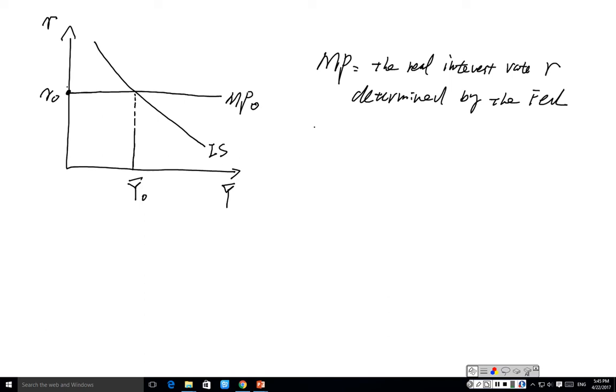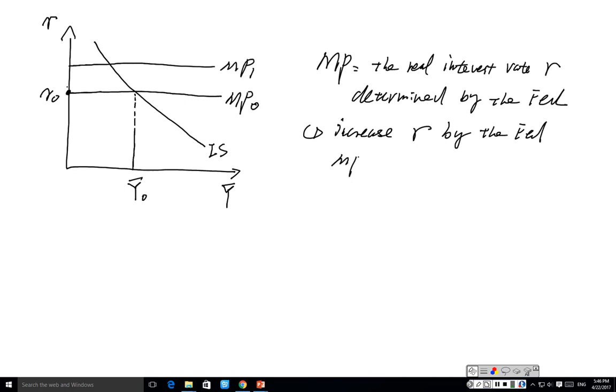If the Fed decides to increase the real interest rate, what happens? The whole MP0 curve will shift upwards to MP1. So the MP curve shifts upward.